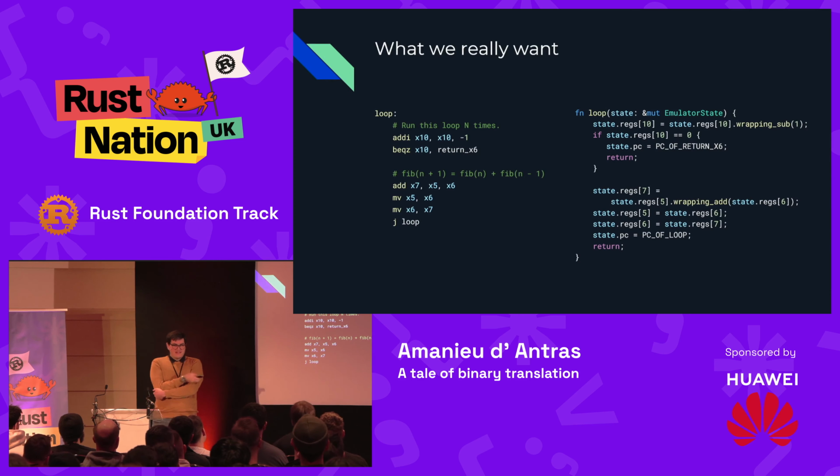So here's our main loop again, 6 instructions. And what we really want is the code that's on the right side. There's no decoding, it just directly performs the operations on the emulated state. So it just reads values from the state directly, adds them, subtracts them, etc.